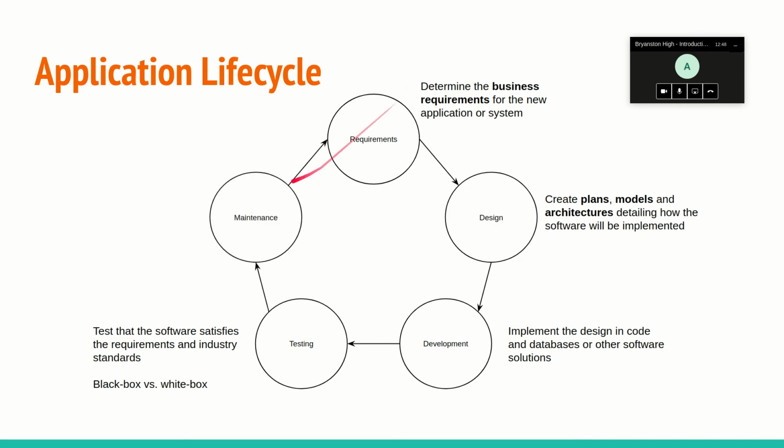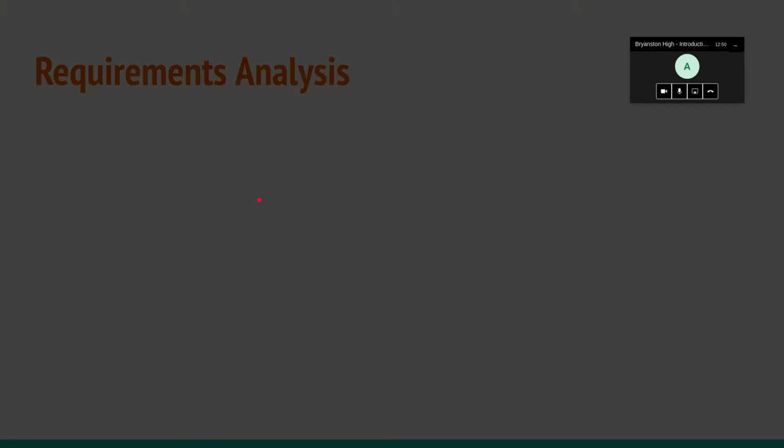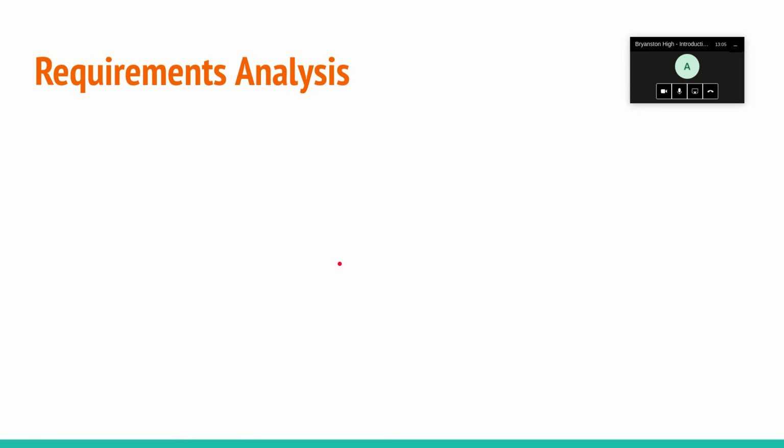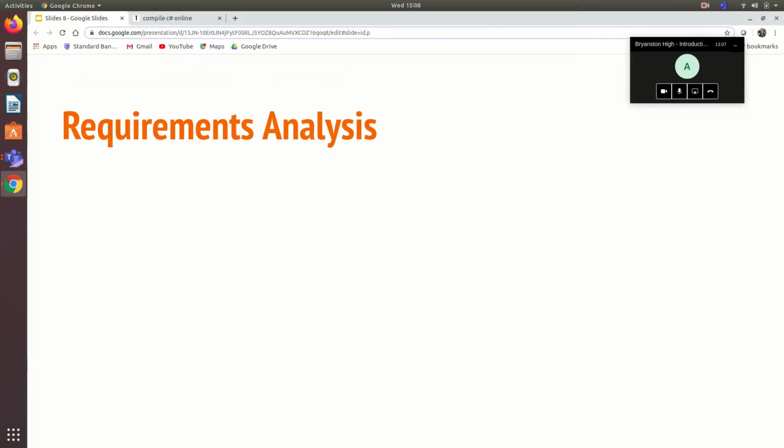Okay. And then lastly is maintenance, which is fairly self-explanatory, right? You have to actually keep everything functioning, update things. And you notice this arrow here, it's a cycle. Okay, this continually repeats forever. Okay, so let's discuss how this happens in the real world.